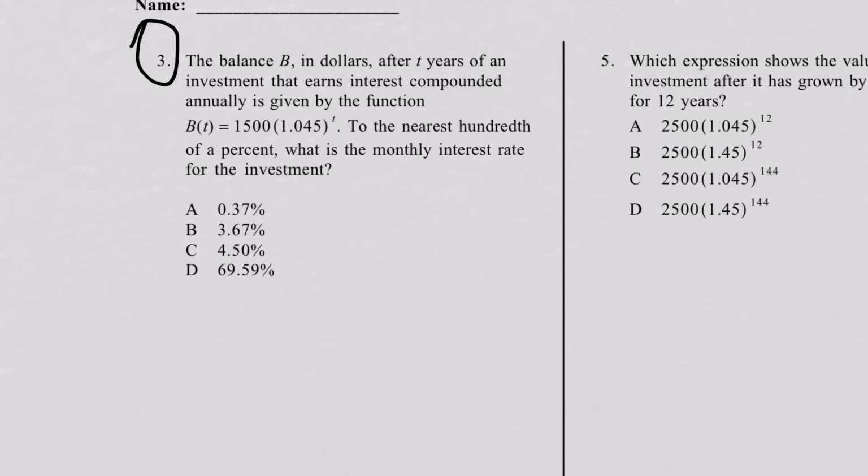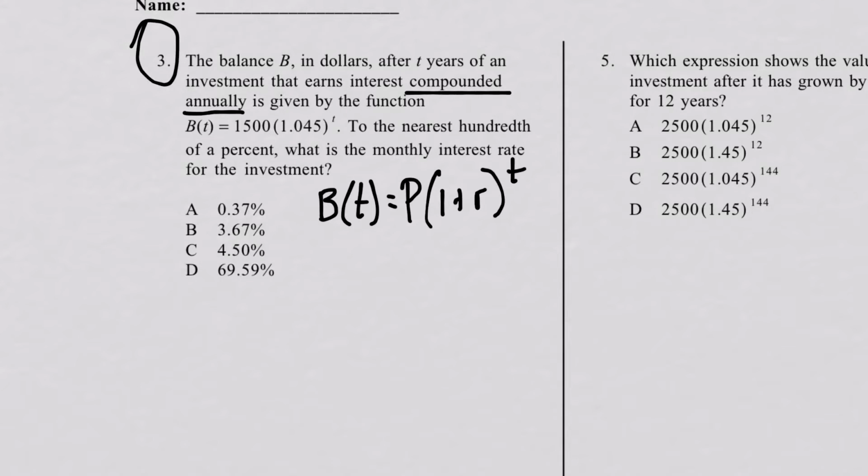I'm starting with number 3. It says the balance B in dollars after T years of an investment that earns interest compounded annually is given by this function. To the nearest hundredth of a percent, what is the monthly interest rate for the investment? So right here is the clue: compounded annually. This investment is compounded annually, which means that we use this formula, which is in your notes. That's the formula that we use for anything that is compounded annually.